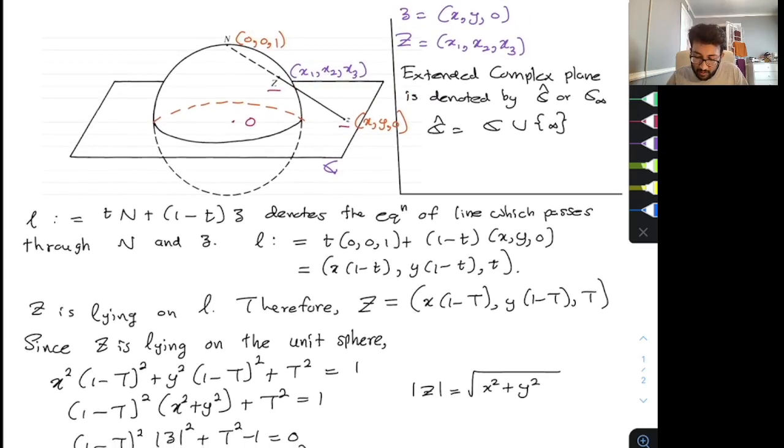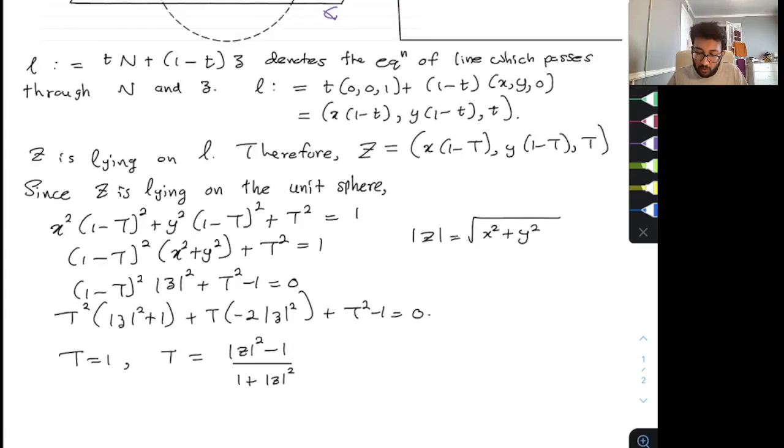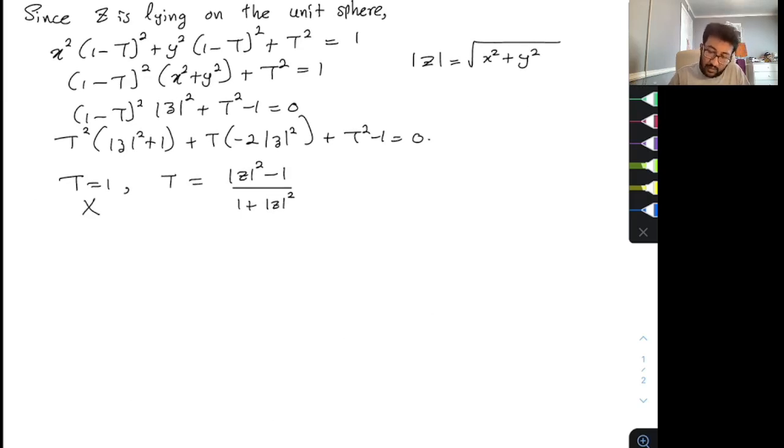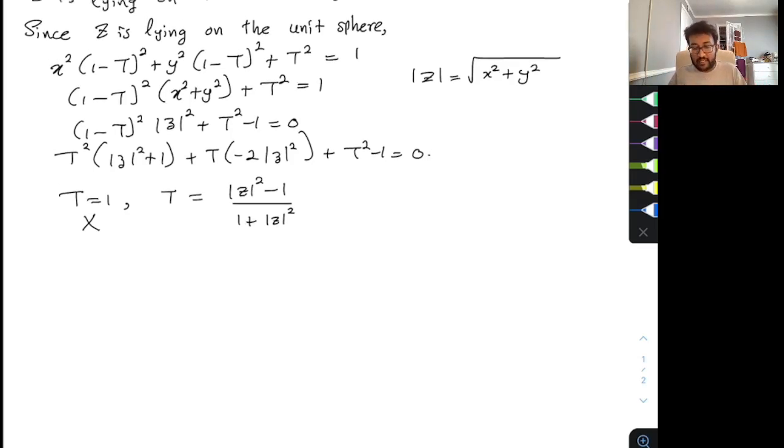And T cannot be equal to 1, because when capital T equals 1, your point should be the north pole. But in this case, my complex number is in the complex plane. Therefore, its corresponding point in the unit sphere cannot be the north pole. Therefore, T cannot be equal to 1. Therefore, T equals (|z|² − 1) over (1 + |z|²). You can simplify and get this answer and check whether my answer is right or not.